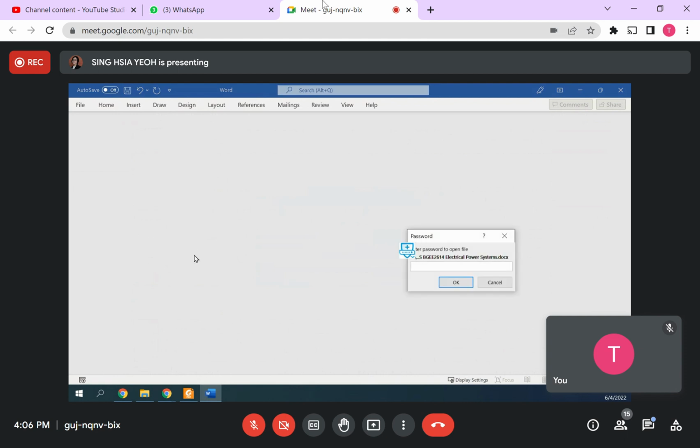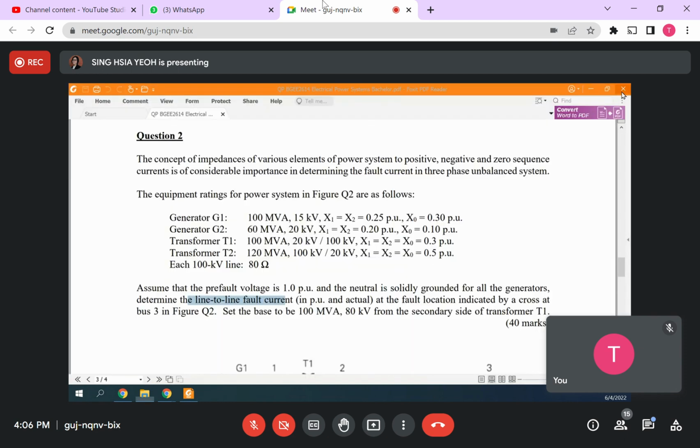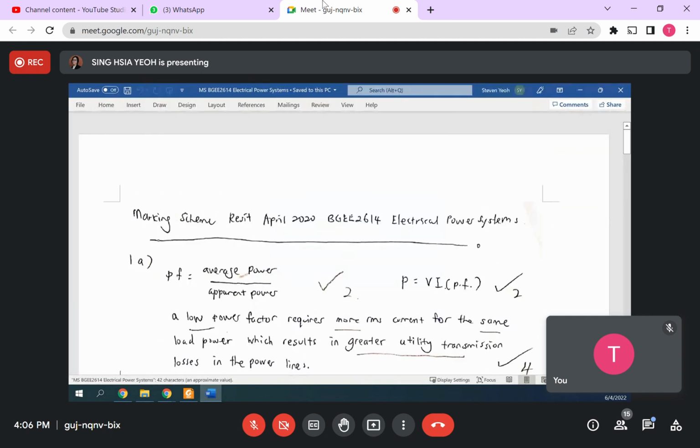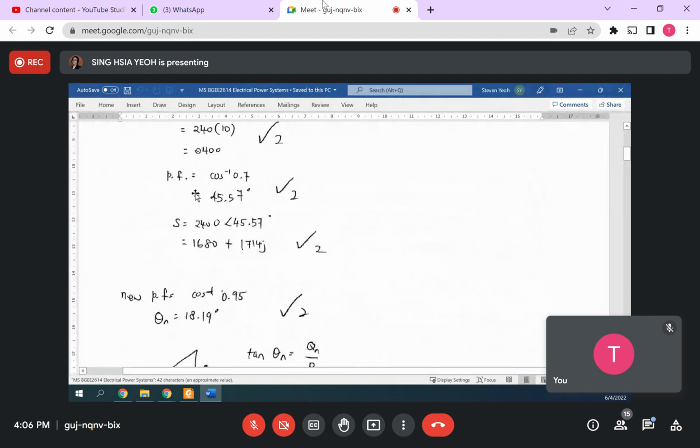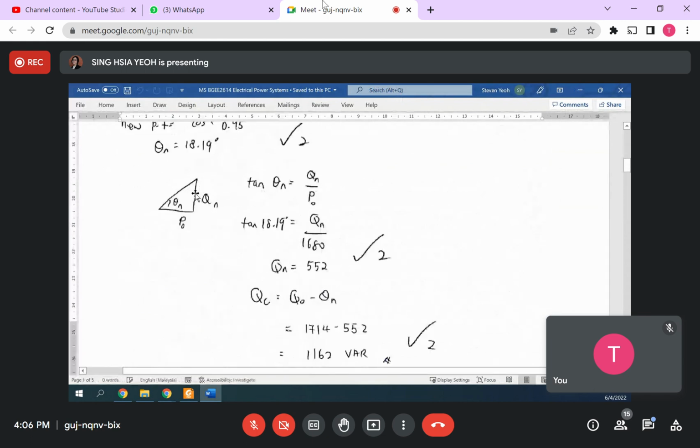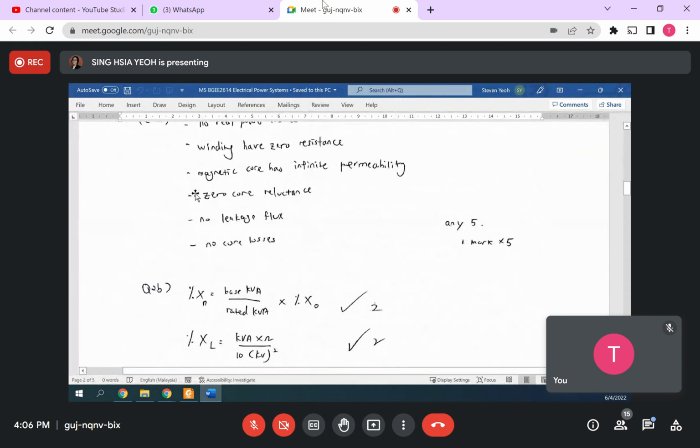This one. Password. I can't remember the password. Okay, I seriously can't remember the password. Question. Skip. Is it this one? Why do I feel like it's not the same? I think so.